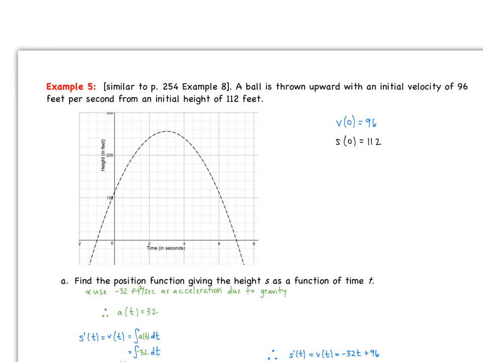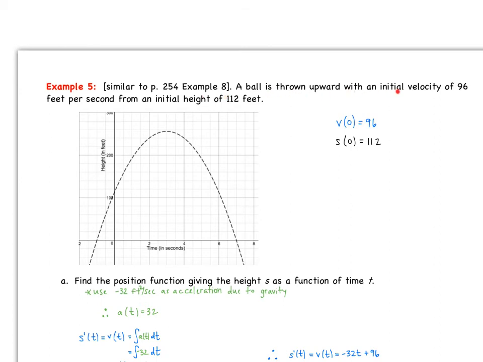Okay, so now we're going to use the relationship between acceleration, velocity, and position functions to find our actual position equation. This is similar to page 254, example 8 in our book.